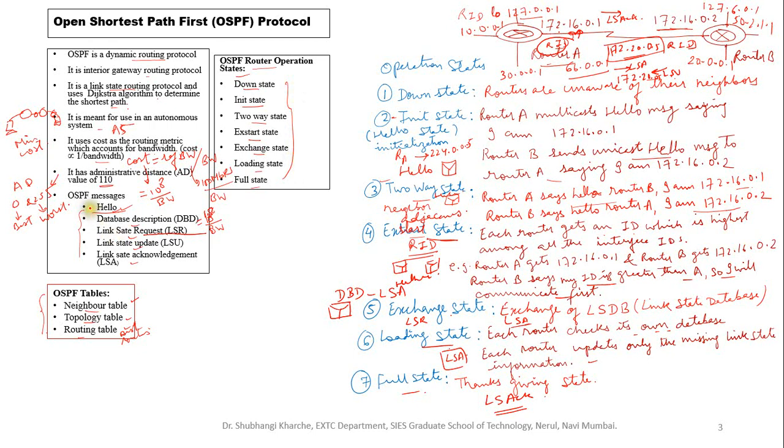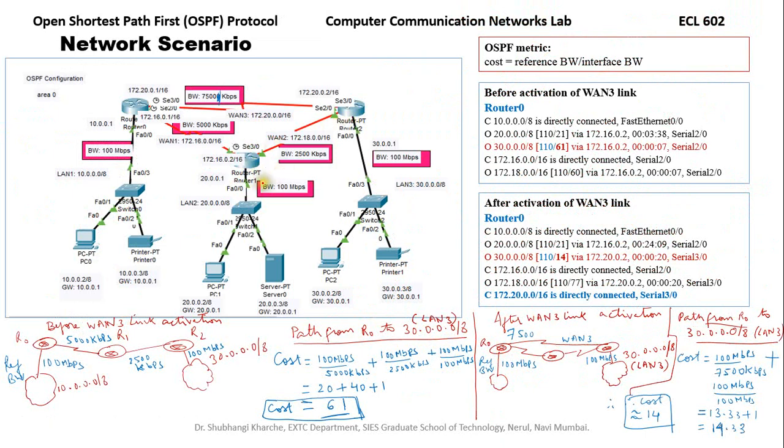Now we are going to consider this network scenario wherein there are 3 routers, router 0, router 1 and router 2, and there are 6 networks altogether: LAN 1, LAN 2, LAN 3, then WAN 1, WAN 2 and WAN 3.